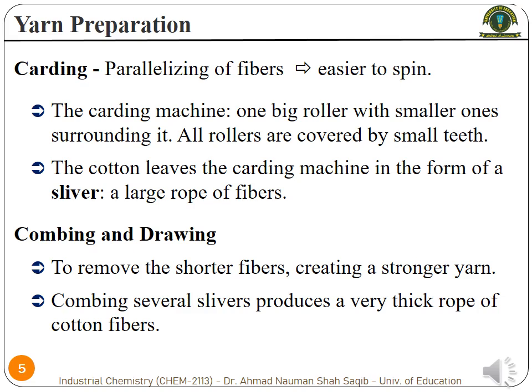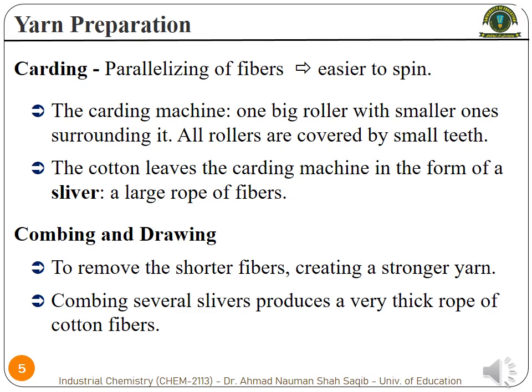So when the cotton passes through those teeth, it gets finer, and after passing through the carding machine, it becomes finer and comes in the form of sliver, meaning a large rope of fibers. So carding converts the cotton sheets into the rope of fibers.